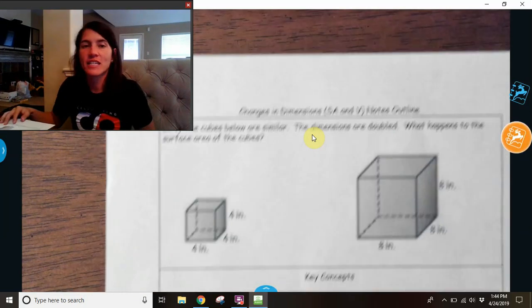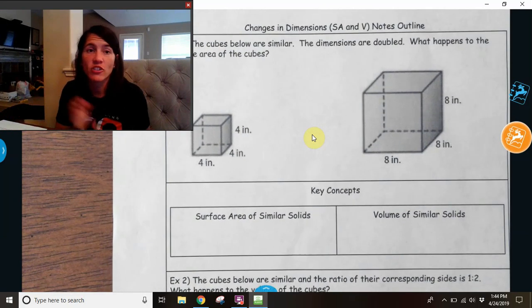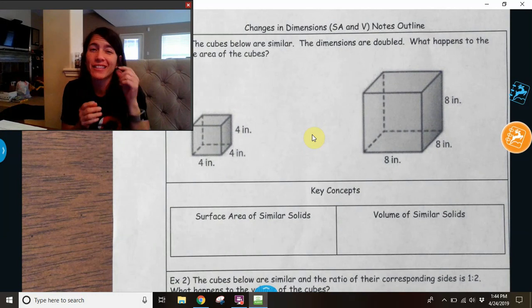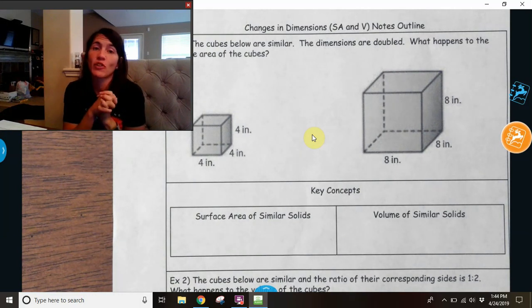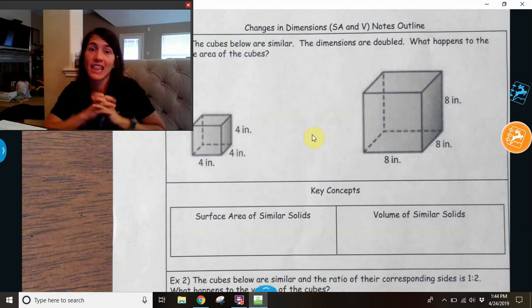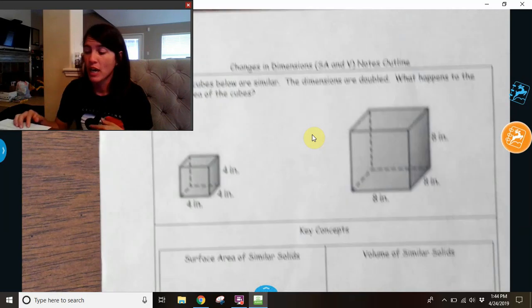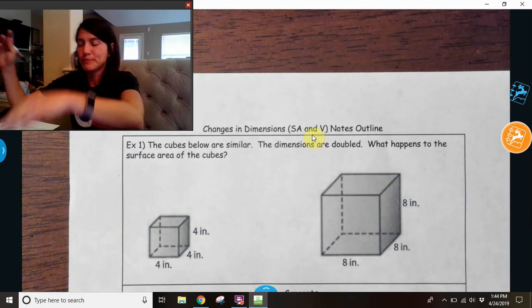Okay, today we're gonna go over changes in dimension, and we're gonna talk about both surface area and volume. We did a little bit of this when we talked about similar figures and what a scale factor does to the perimeter and the area. And we're going to extend that knowledge to what a scale factor does to the surface area and the volume. For the first example, we're going to do a little investigation.